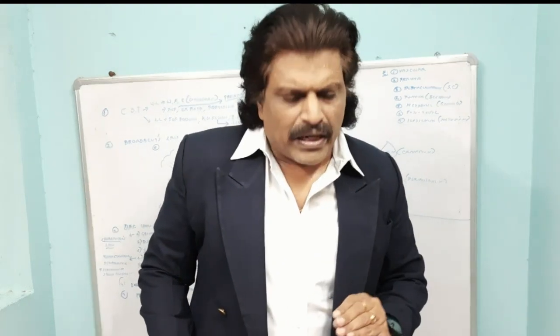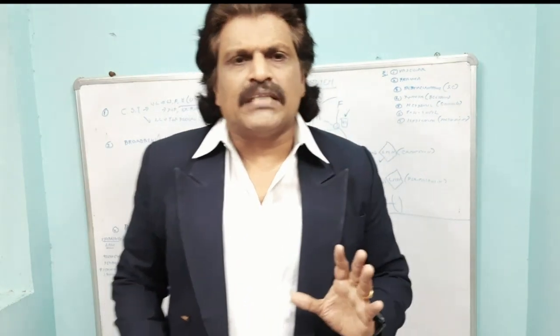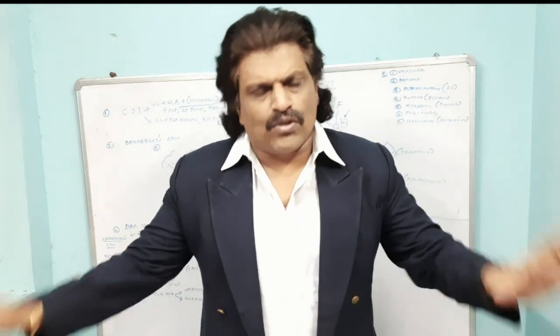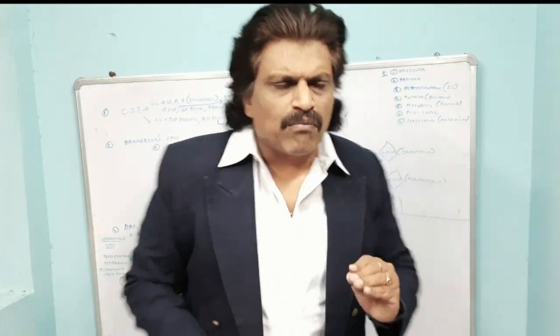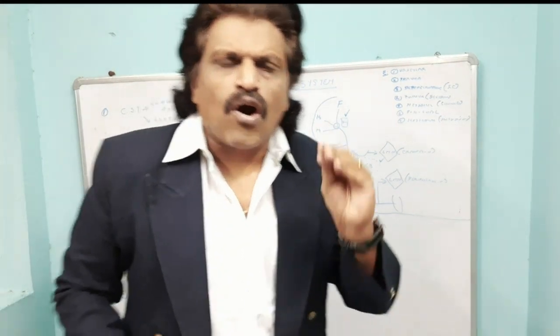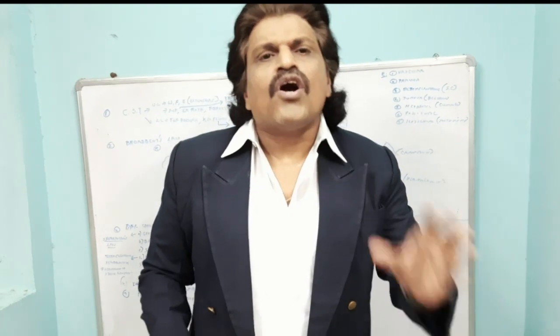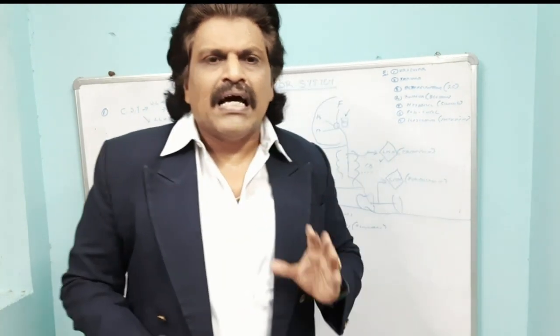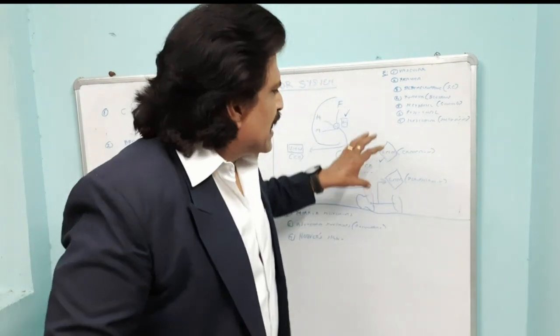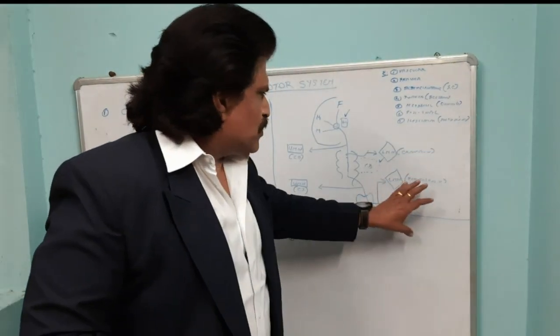Here, what you need to understand is a very important concept. What is upper motor neuron? What is lower motor neuron? So what is upper motor neuron? Upper motor neuron has got two components: corticobulbar component and corticospinal component. Likewise, lower motor neuron also has got two components: the cranial nerves and the peripheral nerves.